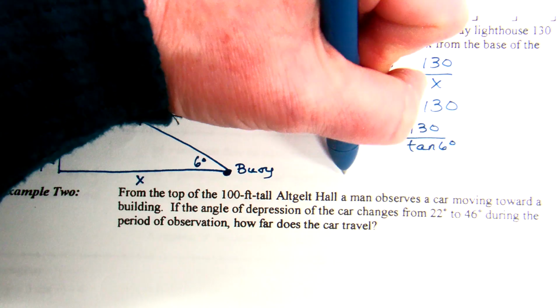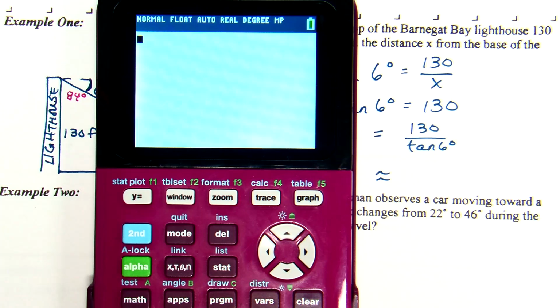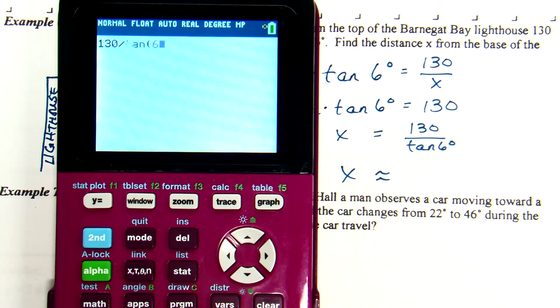And now you grab a handy dandy calculator, which needs to be in what mode? Degrees, because it's tangent of 6 degrees. In fact, most, if not all of the homework problems, you'll need to be in degree mode. So 130 divided by tangent of 6, and you should get an answer that matches mine.